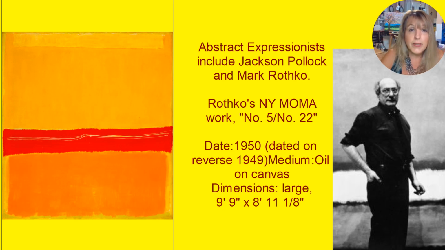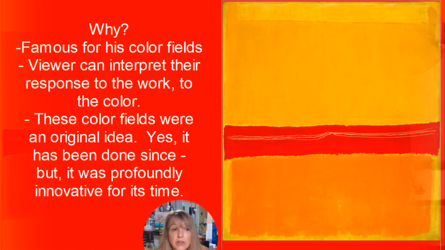Again, there are different readings in art. This is called a color field. In art history, we call Mark Rothko's works a color field. So again, the viewer can interpret their response to the work, to the color. You're immersed in it. And so it was a very original idea, but he didn't handle his success well at all.